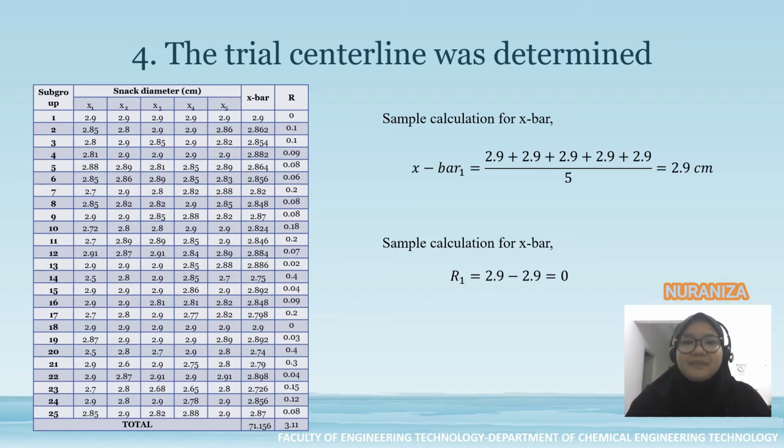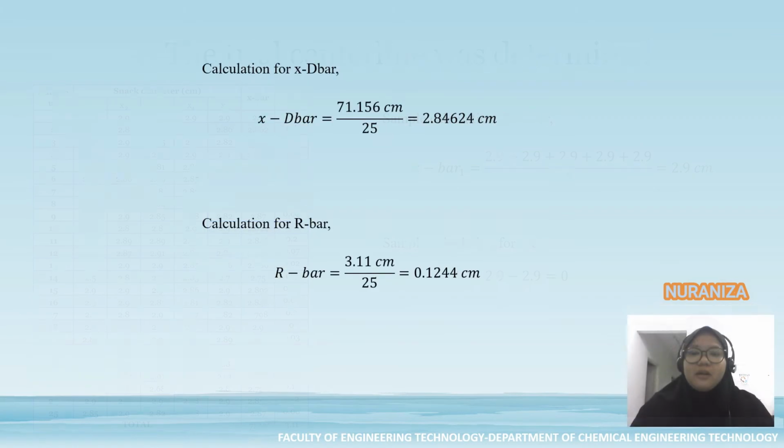Next, after the X bar is calculated for each sample, the total X bar is calculated from the first sample until the 25th sample. So the total of the X bars can be used to calculate the X double bar, which is the mean for all 25 samples; we divide by 25, so we get 2.84624 centimeter for the X double bar.